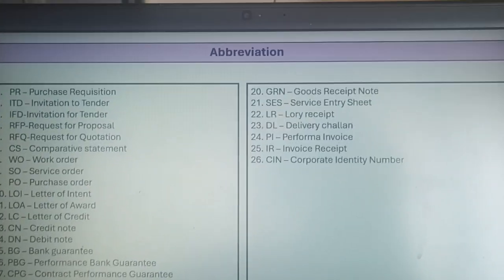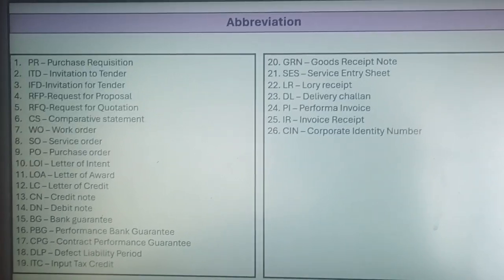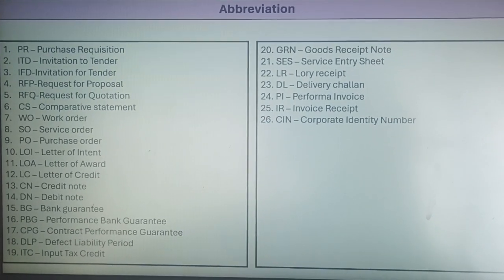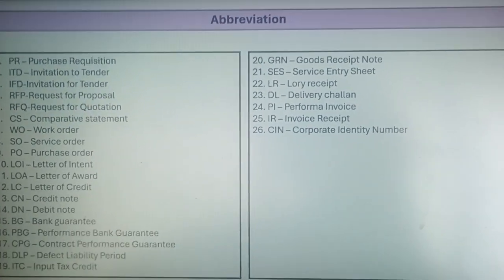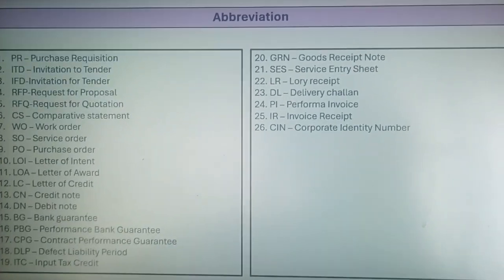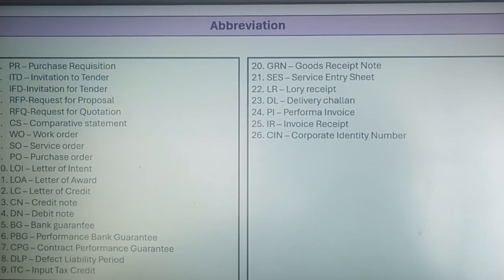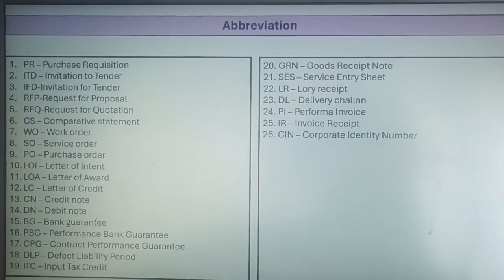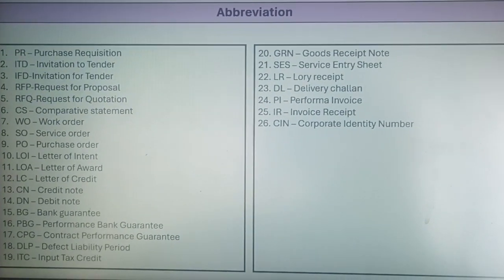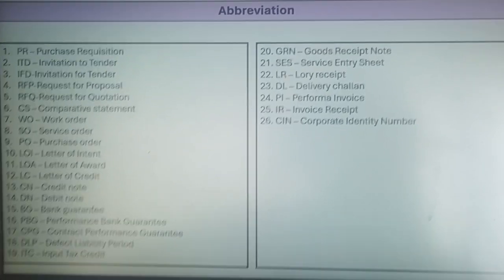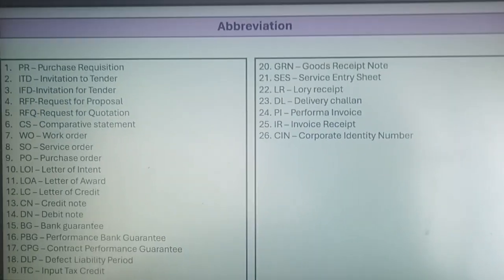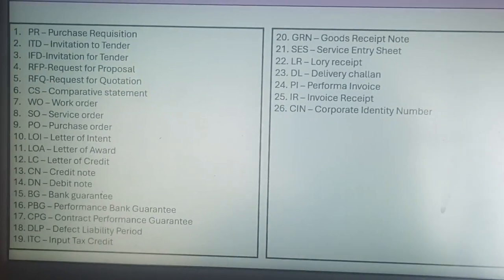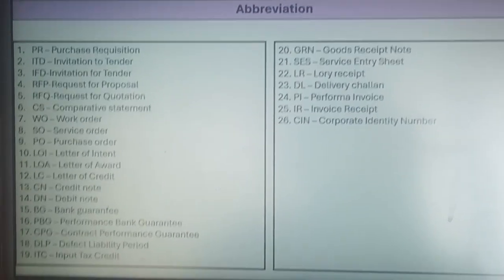It is compulsory, as it is a legal entity in India to do their work in India. So as a commercial executive and commercial engineer, we should know the CIN full form, what the corporate identity number is, and the meaning behind this number.